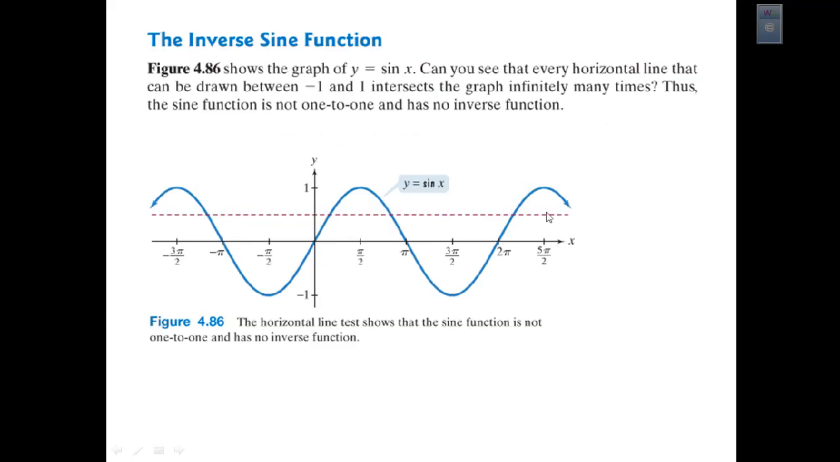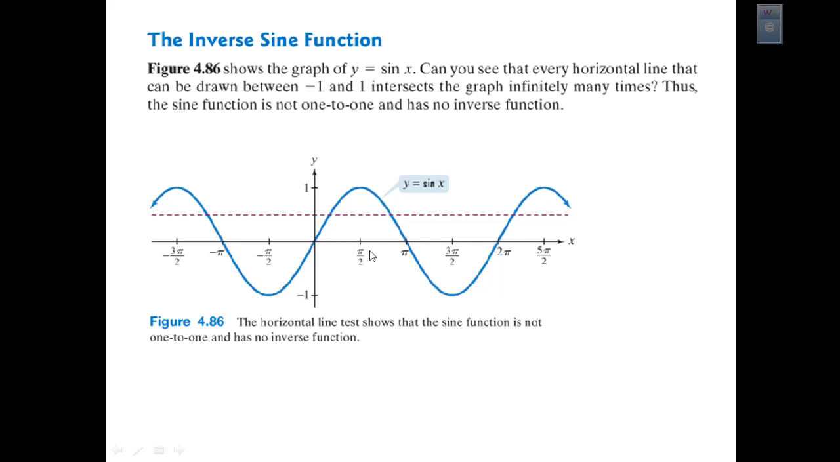Now, the inverse sine function. Right here we've got the graph of the sine function, and you can see that every horizontal line that can be drawn anywhere between negative 1 and 1 is going to intersect the graph an infinite number of times. So this function is not one-to-one, and therefore it cannot have an inverse function.